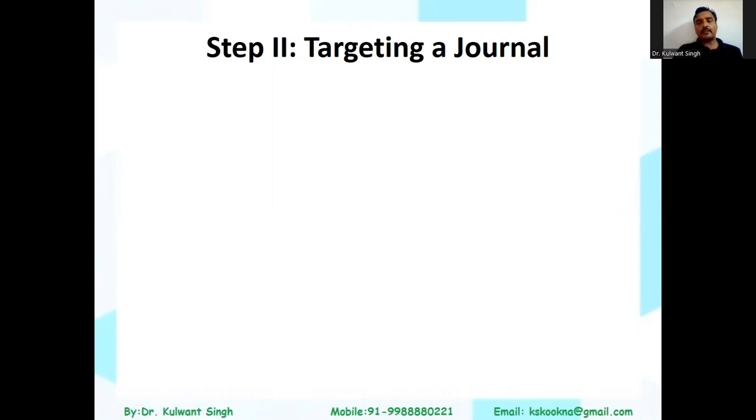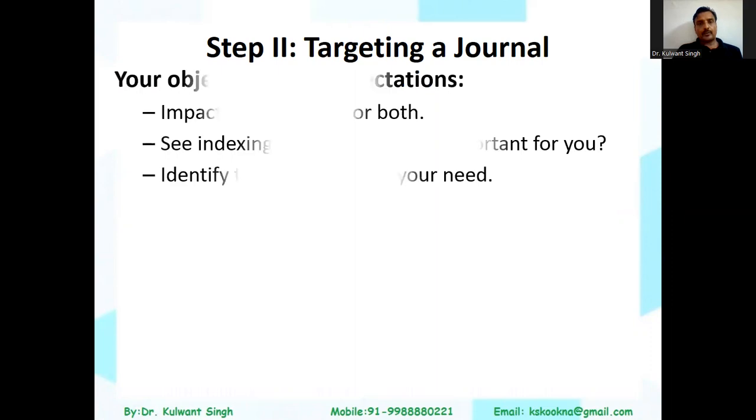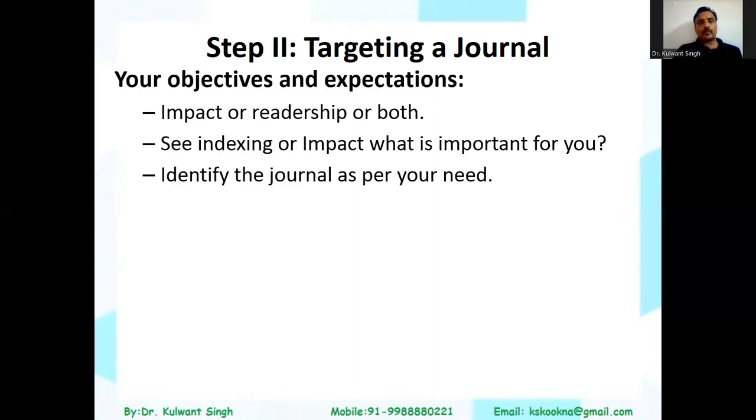After outlining the article, we have to select a particular journal for our article. So, first, consider your objectives and expectations. Just check the impact of the journal, the readership of the journal, or you may check the impact as well as the readership of the journal.